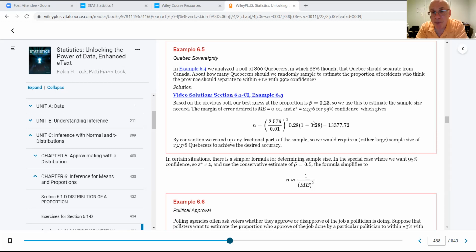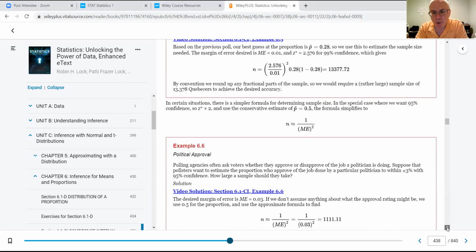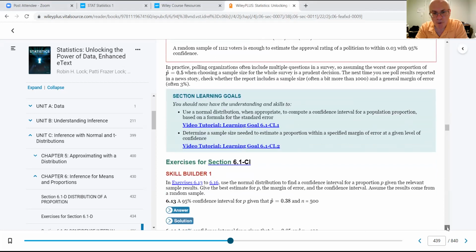Now, we may not have that type of money or ability to survey that many Quebecers, but if we want a confidence interval to be that narrow, with a 99% level of confidence, we're going to end up with a very large requirement for the sample size, 13,378. Remember, we have to round up to the next whole number. Now, don't pay much attention to these approximate formulas here. I'm not going to require you to learn those, so we're going to skip over that.